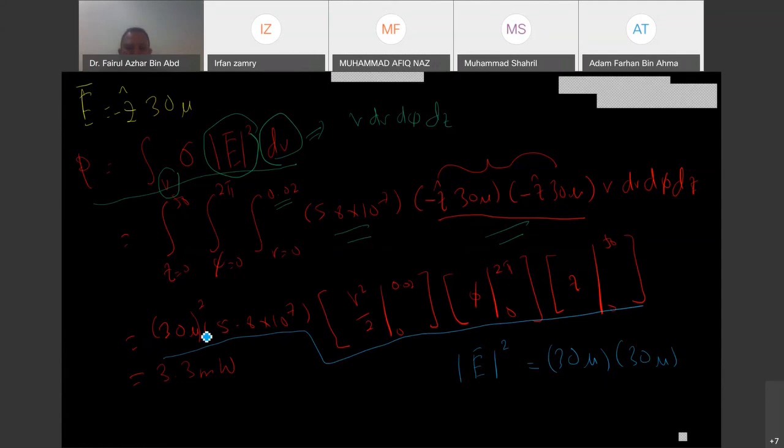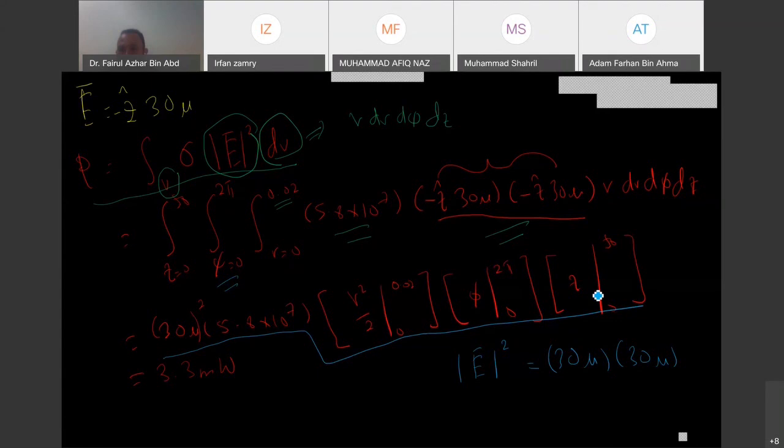Here we have 30 micro to the power of 2 times sigma. Because in this function we don't have any term of r, phi and z, this is the solution for this triple integration. We have r here, so integrating it gives r squared divided by 2, with limits from 0 to 0.02. The integration of 1 is equal to phi, because we don't have any phi expression, so the limit is from 0 until 2 pi.